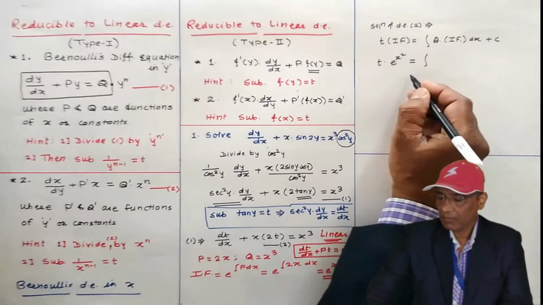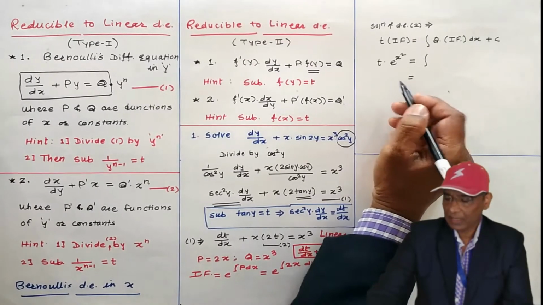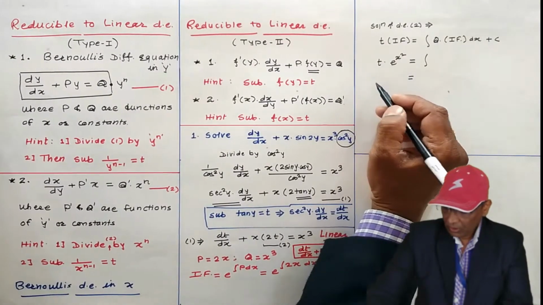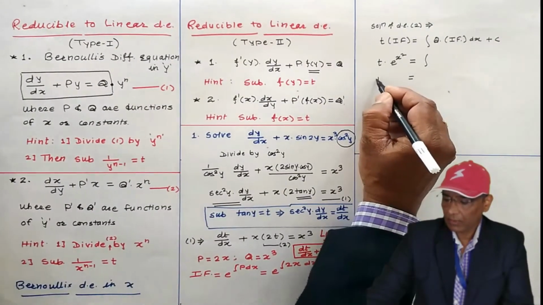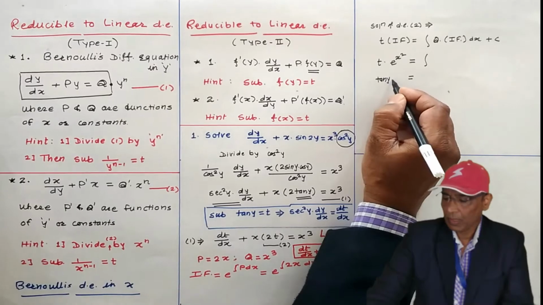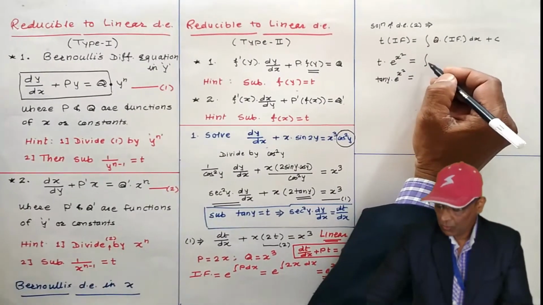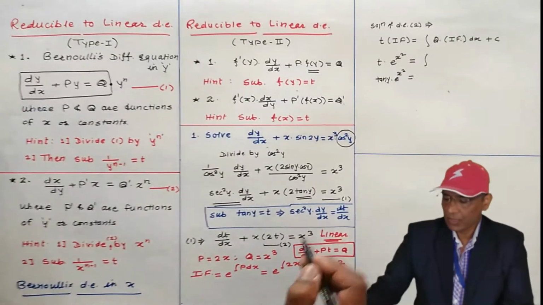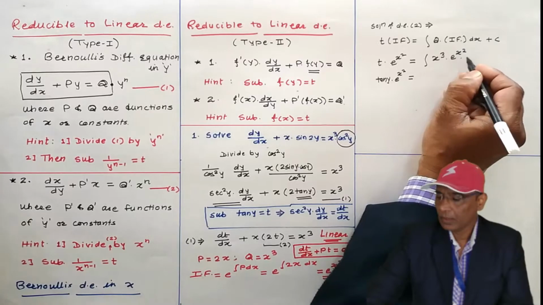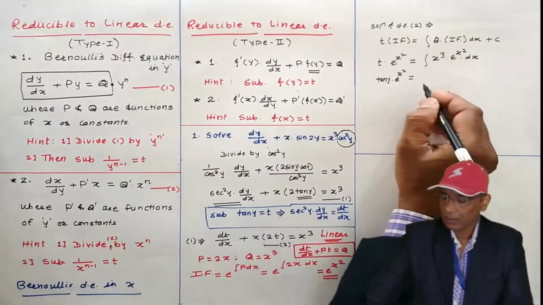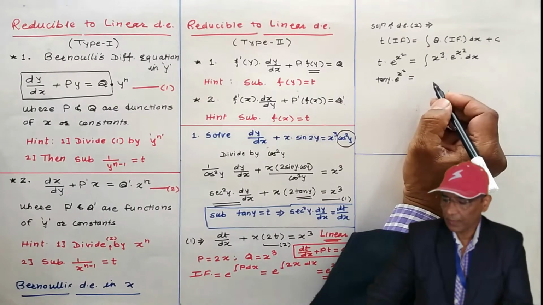The left hand side will be carried out as it is, because on the left hand side we don't have any integration. And what is t here? See, tan y, multiplied by e to the power x square. What is q of the linear differential equation? x cube, times the integrating factor. Now you can put c here. If you don't put c in the last step, you can do it.